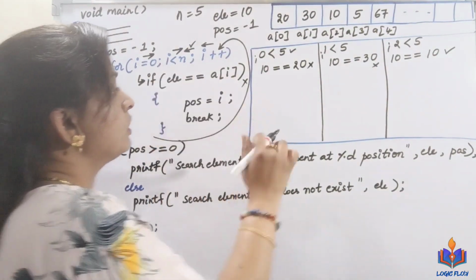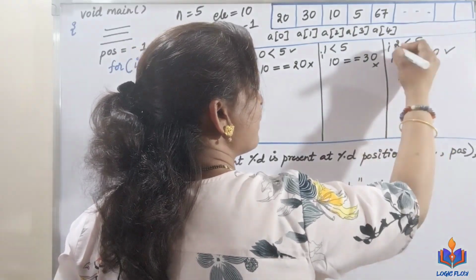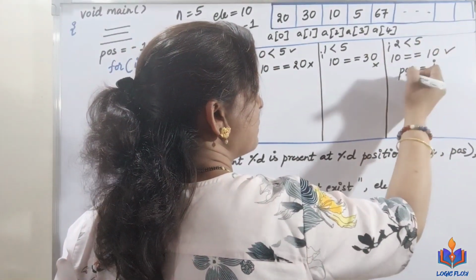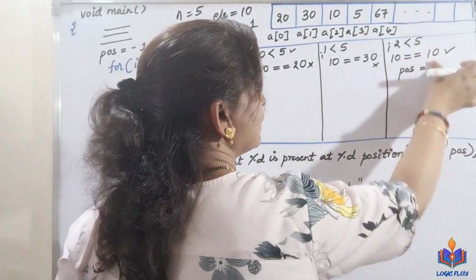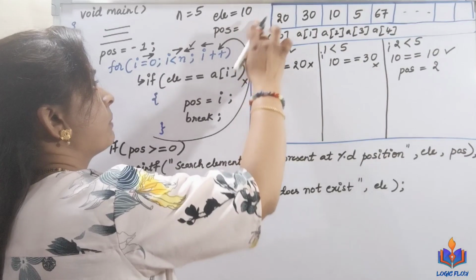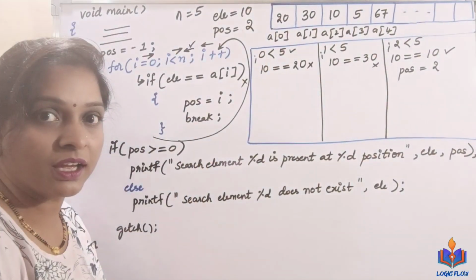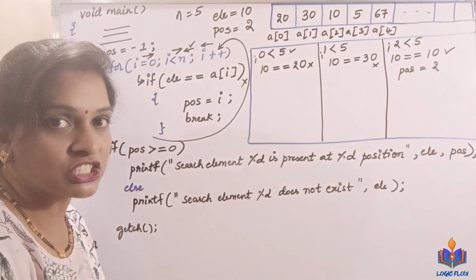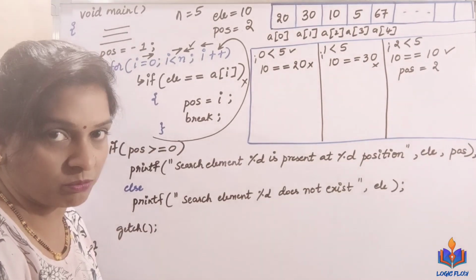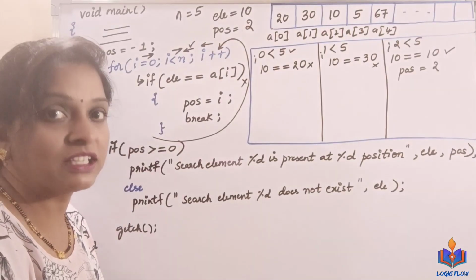What I'll do is simply grab the position, that is the I value, and store it in POS. So what is the I value? I value is 2. So position now is not -1, it is 2. Then break. Break is an unconditional branching statement. It's a jump statement that terminates the loop unconditionally.